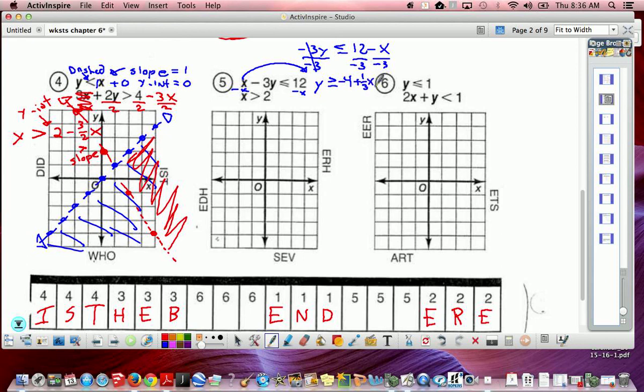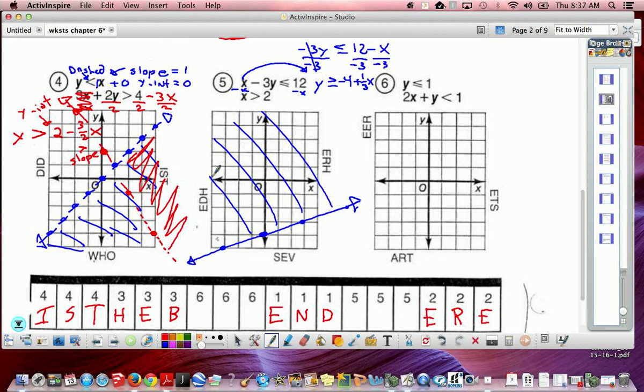So now when I graph this one, I can start at negative 4, and my slope is 1/3. So up 1 to the right 3. Up 1 kind of falls out there, so I can go down 1, back 3. So now if I graph this line, it's solid because it has the equals, and it's now a greater than sign. So my shading is above. So it's either EDH or ERH.